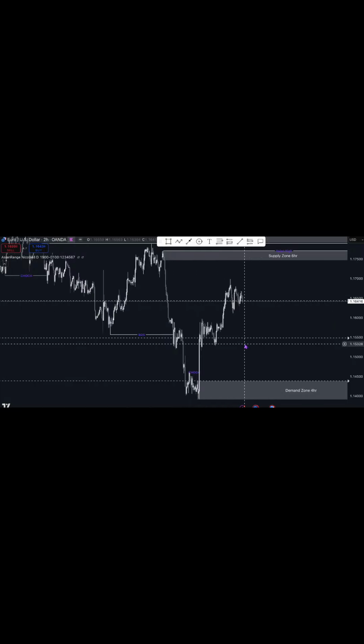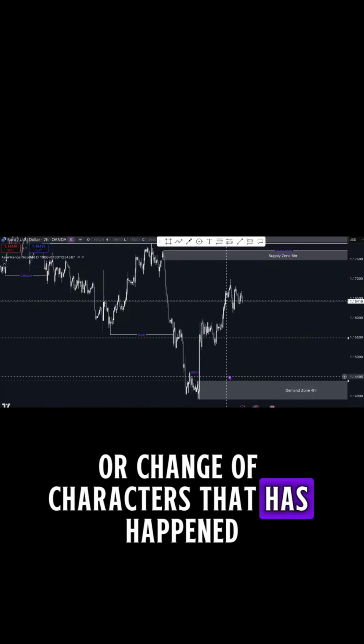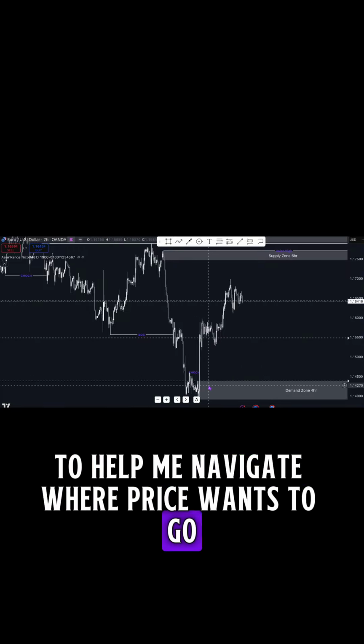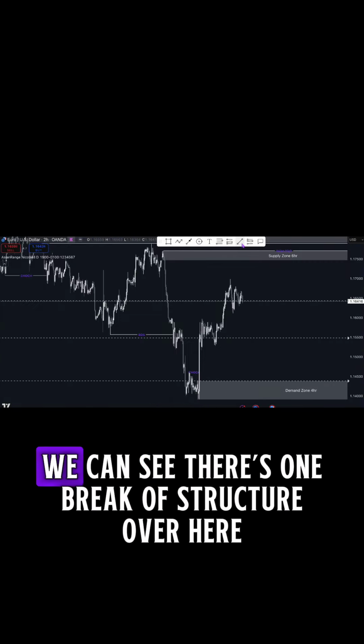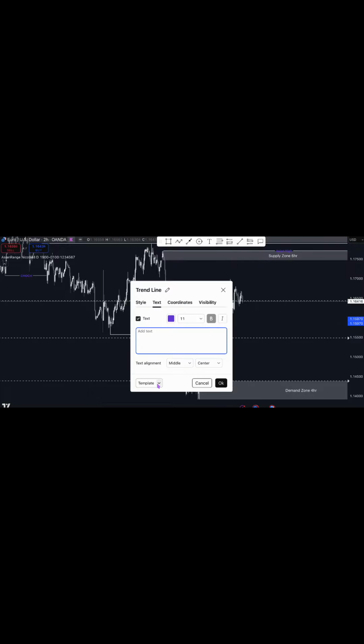And going off structure, I would first mark out any break of structures or change of characters that has happened to help me navigate where price wants to go. So looking at this chart right here, we can see there's one break of structure over here to the upside that confirmed this bullish trend.